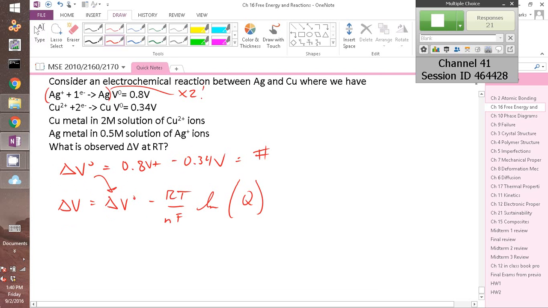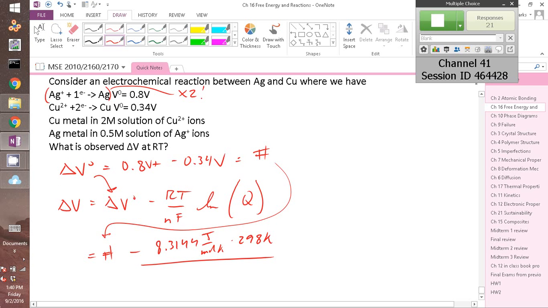Okay? So, say this is the number from before, whatever that was. It's going to be minus RT times that 298 K. Let's just write it all out. Minus 8.3144 joules per mole K times 298 K. This whole thing is going to be over 2 times 96,500 coulombs per mole. A joule over a coulomb is just a volt, so we're okay. That's going to give us the answer in volts.